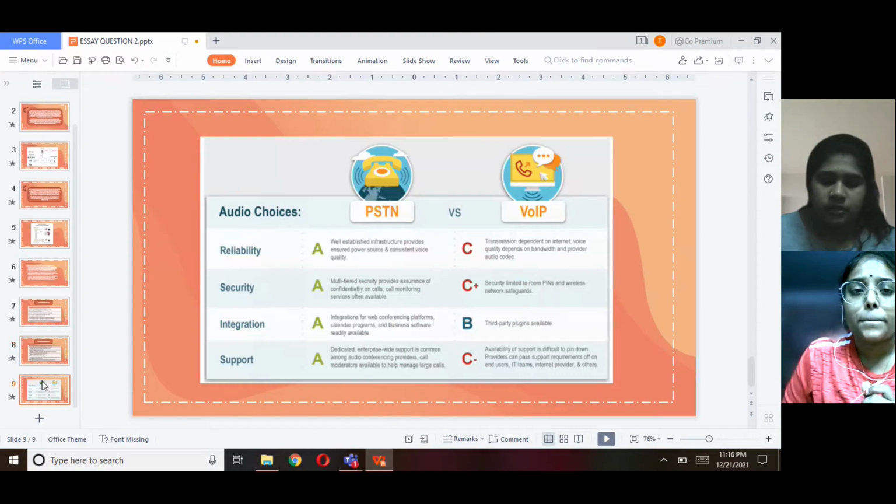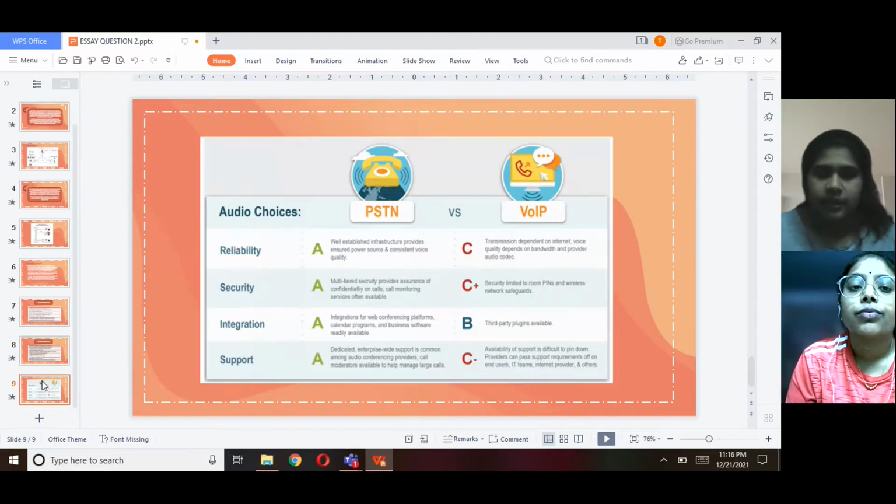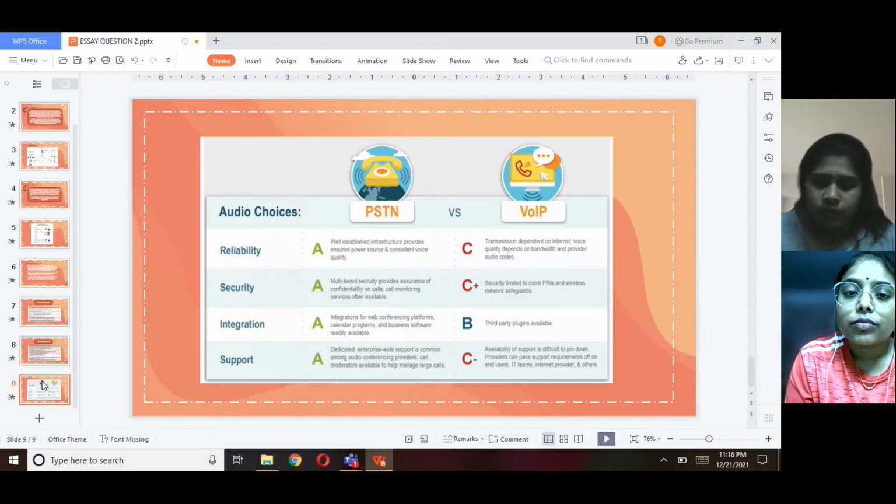The last one is audio choices, for PSTN and VoIP. The first one, reliability. For PSTN, established infrastructures ensure a power source and consistent voice quality. For VoIP, transmission depends on the internet, so voice quality depends on bandwidth and the provider's audio codec.